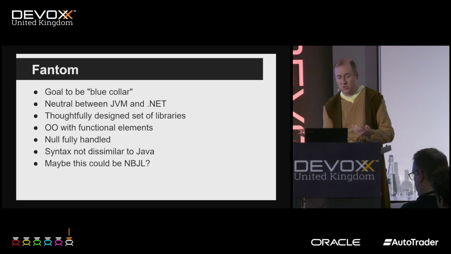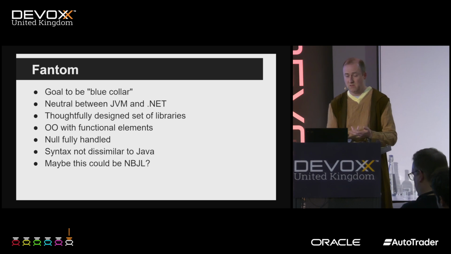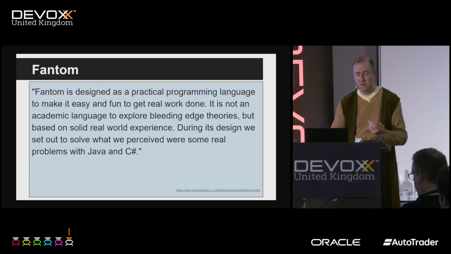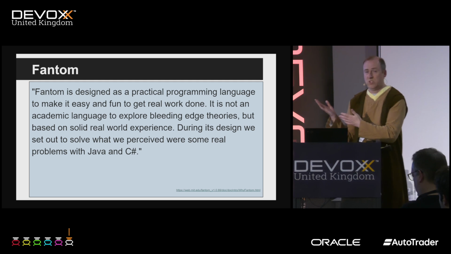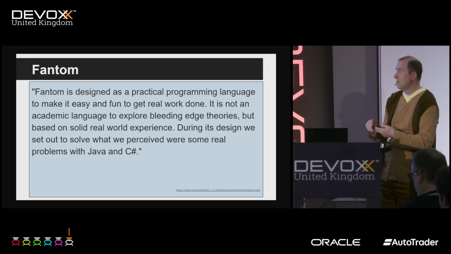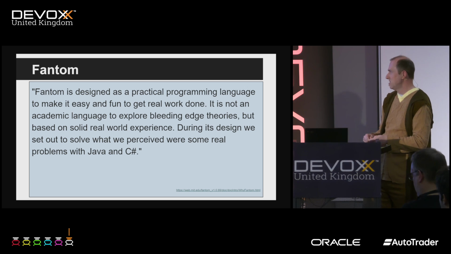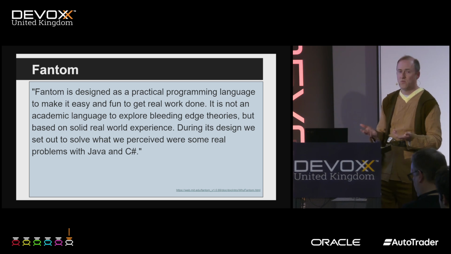It was OO with functional. Null was a fully handled part of the system. Its syntax wasn't that dissimilar to Java. Maybe it could be, and this was another reason why it could have been. Designed as a practical programming language to make it easy and fun to get real work done. Oh, that word fun's in there. That's interesting. It's not an academic language to explore bleeding edge theories, but solid real-world experience.